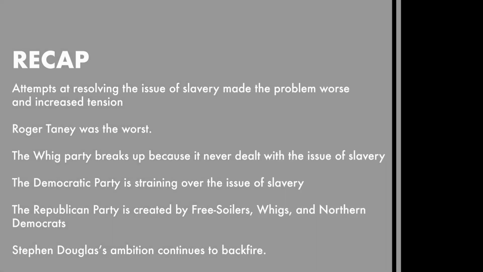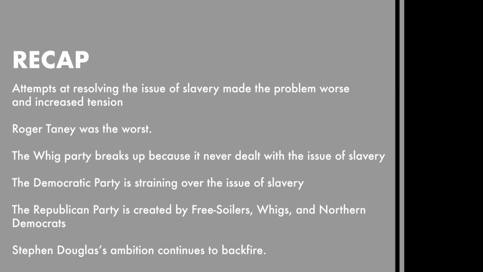Alright, finally here's the recap. Attempts at resolving the issue of slavery made the problem worse and increased tension between North and South. Roger Taney was the absolute worst. He created a legal precedent that said that African Americans were not to be treated like citizens, and that they were never intended by the Founding Fathers to be citizens. It will take the Civil War and the 13th and 14th and 15th Amendments to overturn that decision.